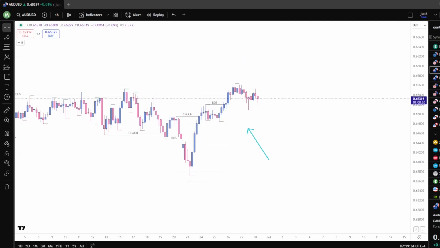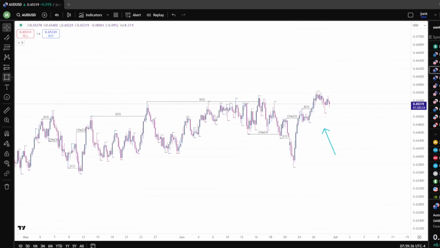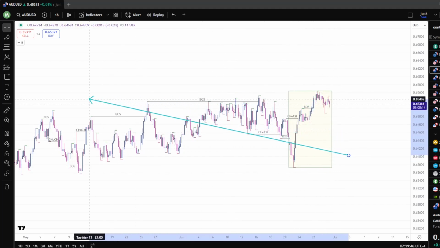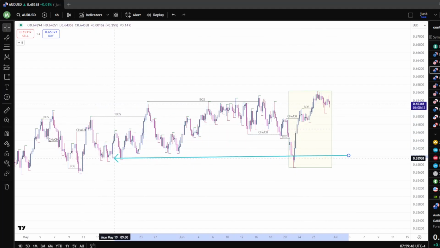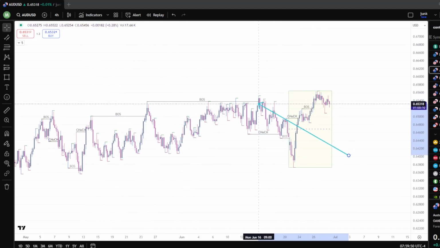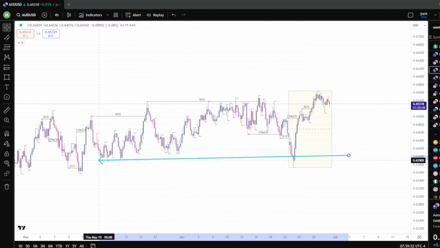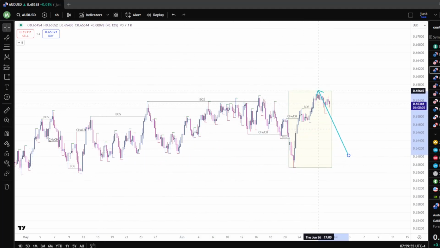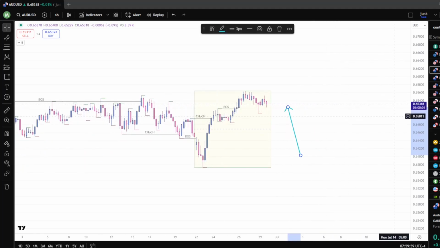AUD USD, let's go and map out the current range on the 4-hour chart, and this being the low that took out the highs of the previous range. Obviously, it was making higher highs, higher lows, higher highs, higher lows, higher highs. It swept liquidity under the lows, and buyers stepped back in and took out the highs of the previous range. Only looking for any type of buying opportunity.